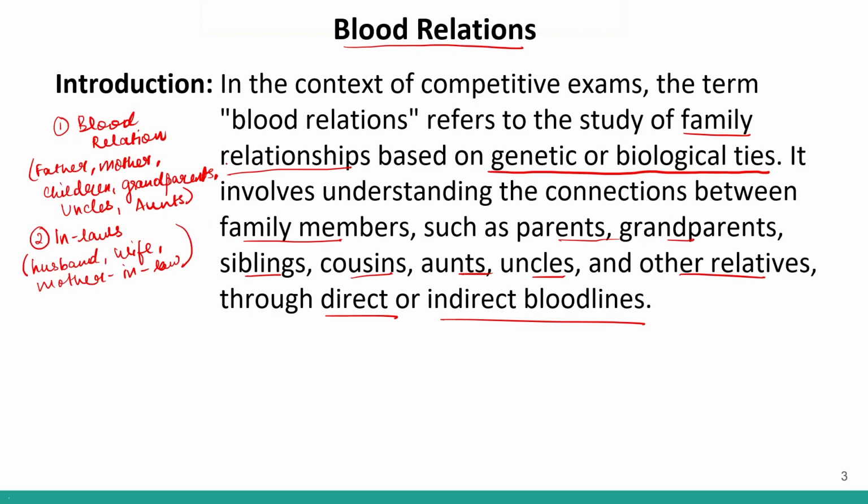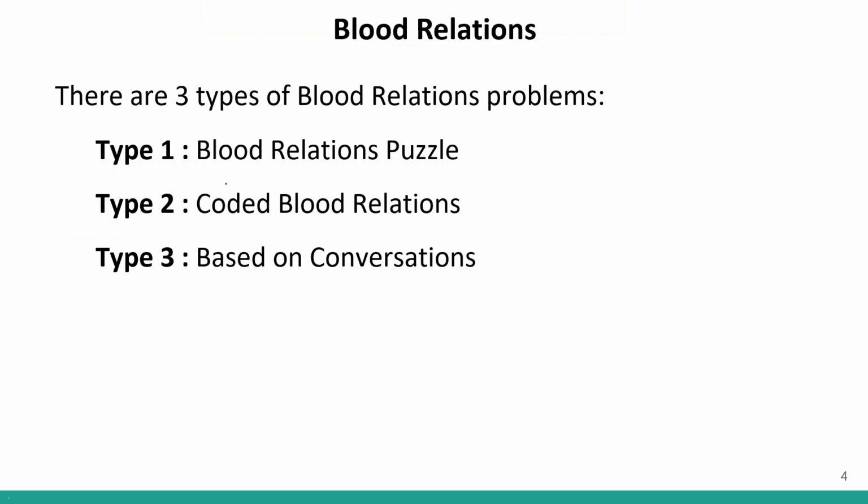So whenever we talk about blood relations, we talk about both types: your actual blood relation, the family that you're born in, as well as your in-law relationship, the family that you're married into. Now, in blood relationships, you can get three types of questions. Type 1 is the blood relation puzzle. Basically, it is a huge puzzle of 3 or 4 generations with 8, 6, or 10 people, and you have to draw an entire family tree to solve these kinds of puzzles.